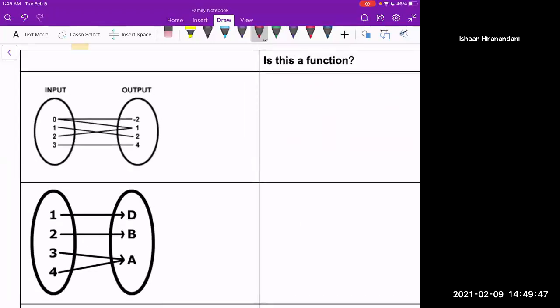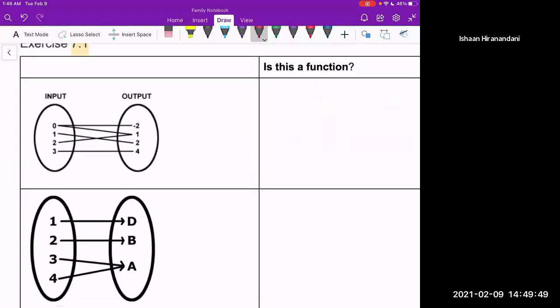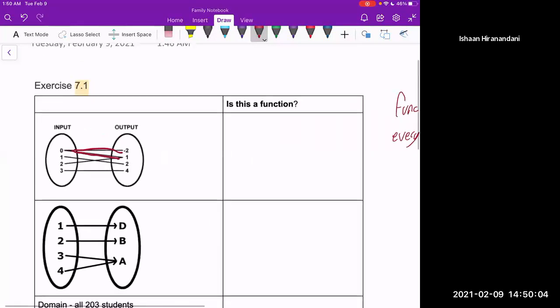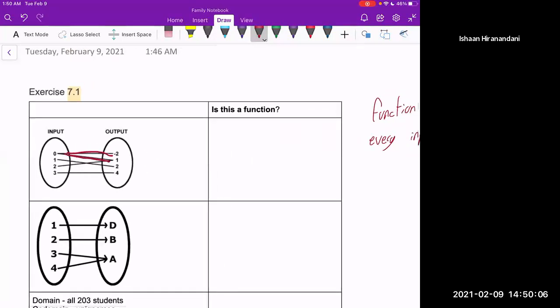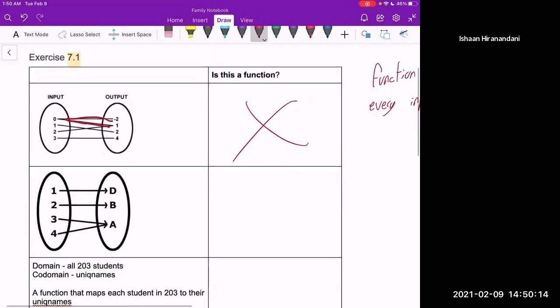Diving deeper into this first one over here, I see that 0 has two outputs, one to -2 and another to 1. Now, this violates our definition that every input has exactly one output. So, no, this is not going to be a function. But let's look at the example for number 2.